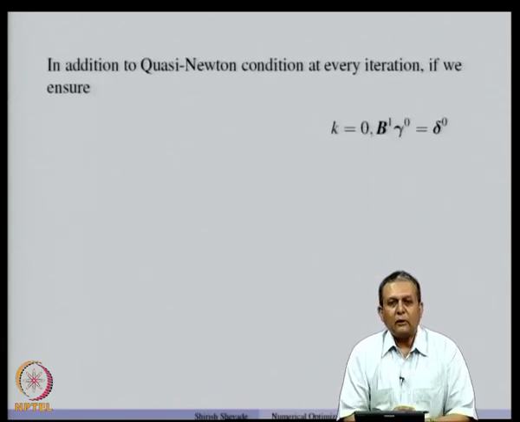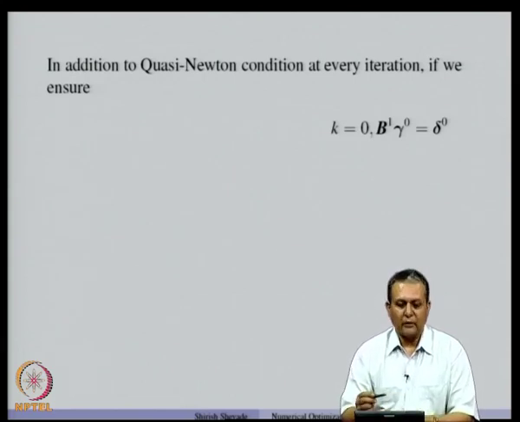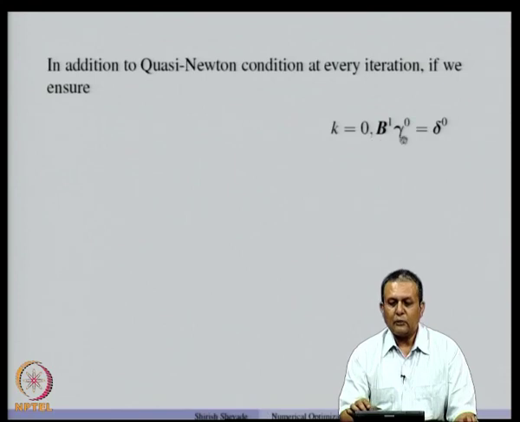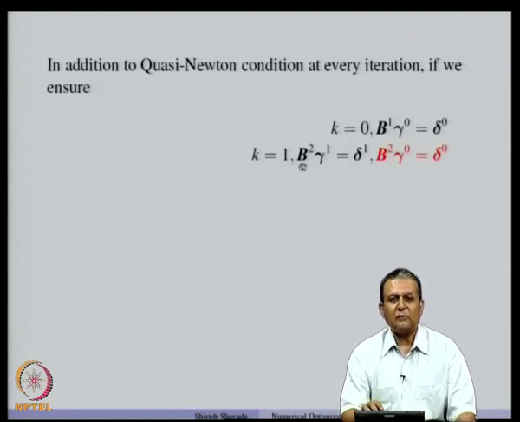Suppose, in addition to the Quasi-Newton conditions that we have seen so far, at every iteration we also ensure the following. At k equal to 0, we just have to satisfy the Quasi-Newton condition, but at k equal to 1, in addition to the Quasi-Newton condition b2 gamma 1 equal to delta 1, we also make sure that b2 gamma 0 is equal to delta 0. So, not only does the matrix b2 satisfy the Quasi-Newton condition, it also satisfies the extra condition, which is b2 gamma 0 equal to delta 0.